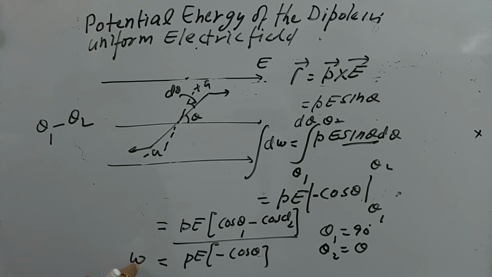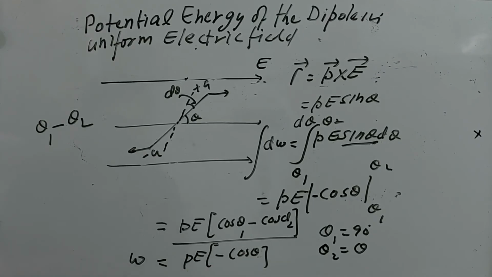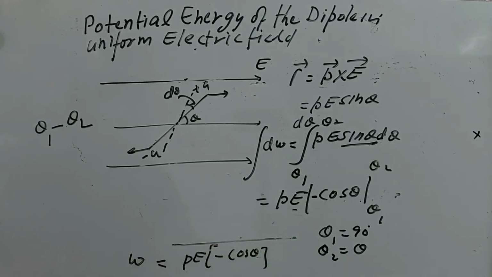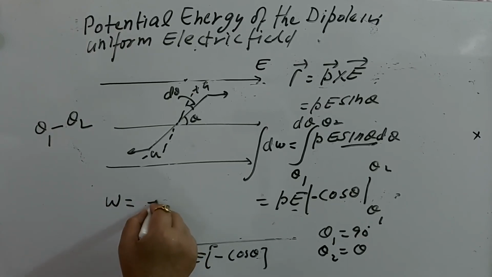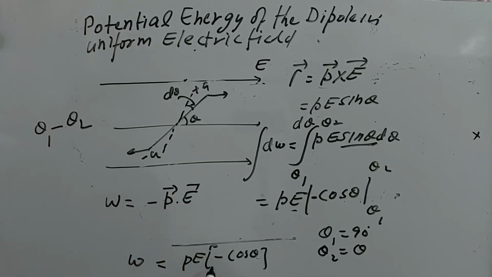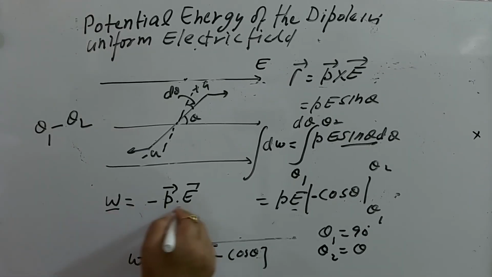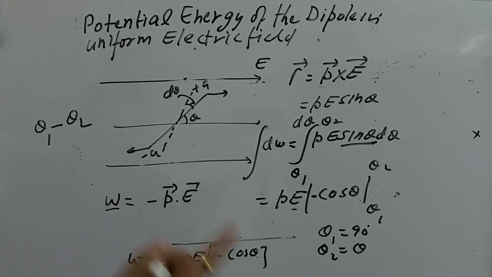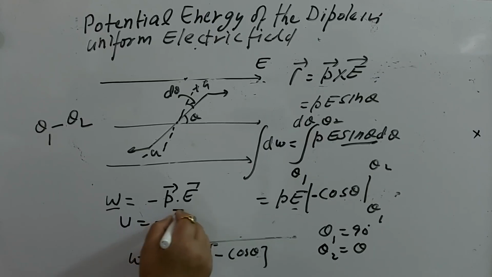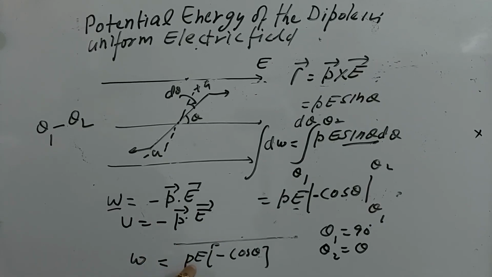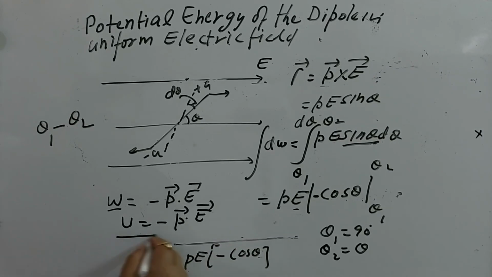So this W is equal to PE minus cos theta, or we can say this W is equal to minus P dot E, because this is minus PE cos theta, and theta is the angle between P and E, so this is a scalar quantity, and minus P dot E is also equal to PE cos theta with minus sign, so we can write this W is equal to minus P dot E, and since it is taken from 90 degree to some angle, this becomes the potential energy of this, minus P dot E, and otherwise if it is taken from theta 1 to theta 2, then the expression was W is equal to PE times cos theta 1 minus cos theta 2, and in this case this is the potential energy.